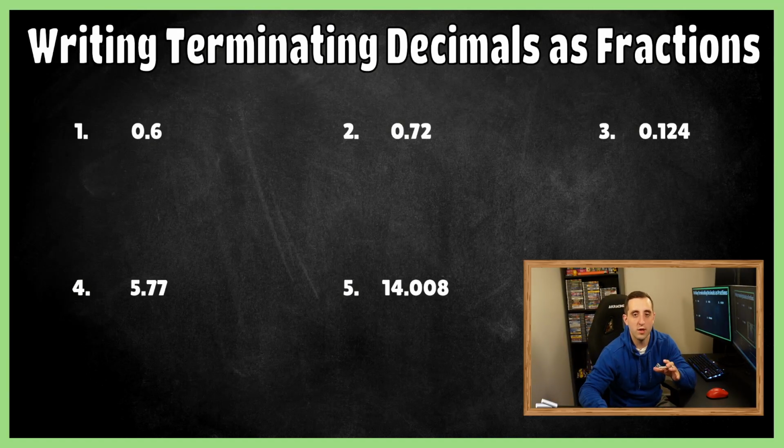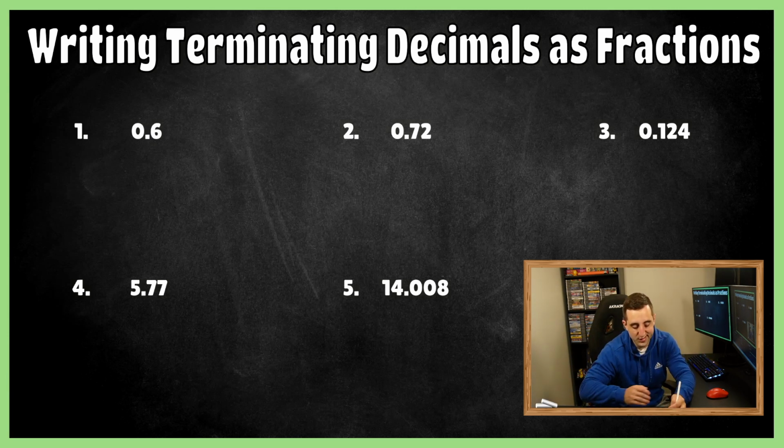Now, the very first thing I want to tell you is really what is a terminating decimal? A terminating decimal is a decimal that has a limited number of digits after the decimal point. So eventually it's going to come to a stop or terminate, which is why they call it a terminating decimal. So let's jump into number one, and let's turn this terminating decimal into a fraction.